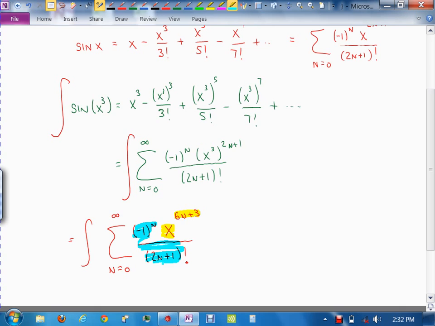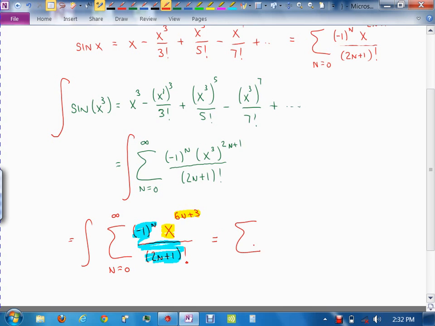Antiderivative. 1 over 11 x to the 11th, right? And so what we're going to do is ignore this, and we're going to take the antiderivative of this. So what would the antiderivative of that yellow part be?